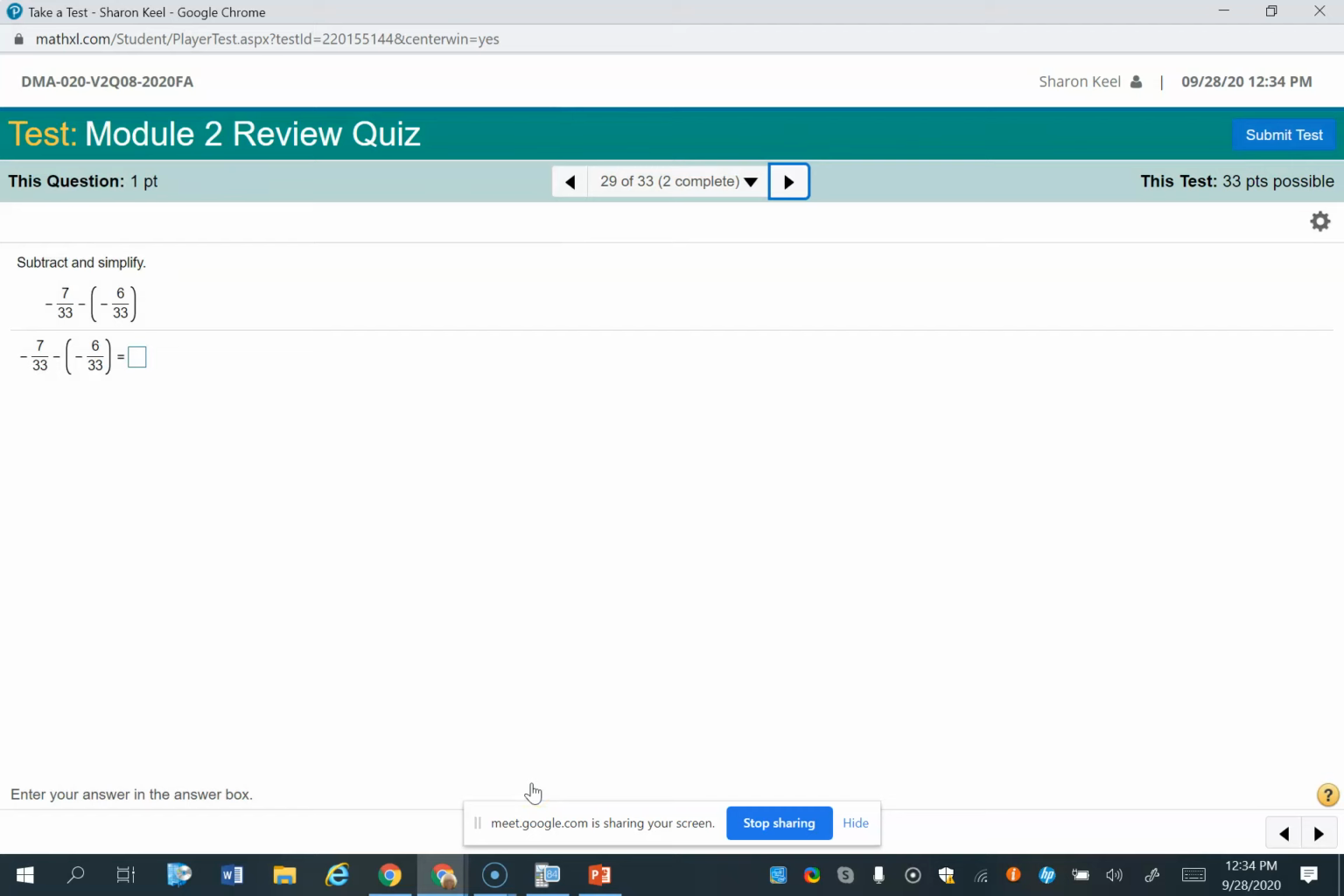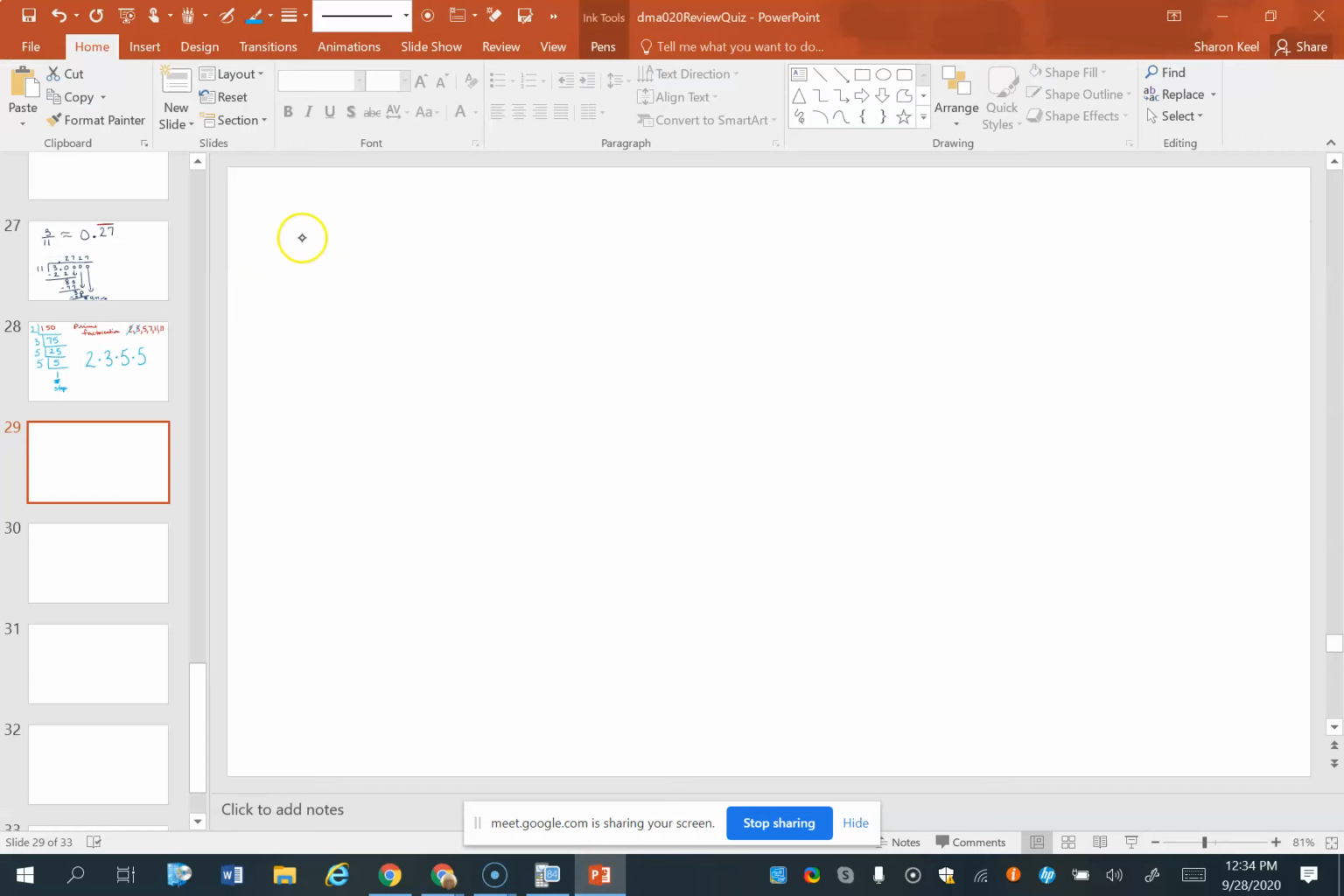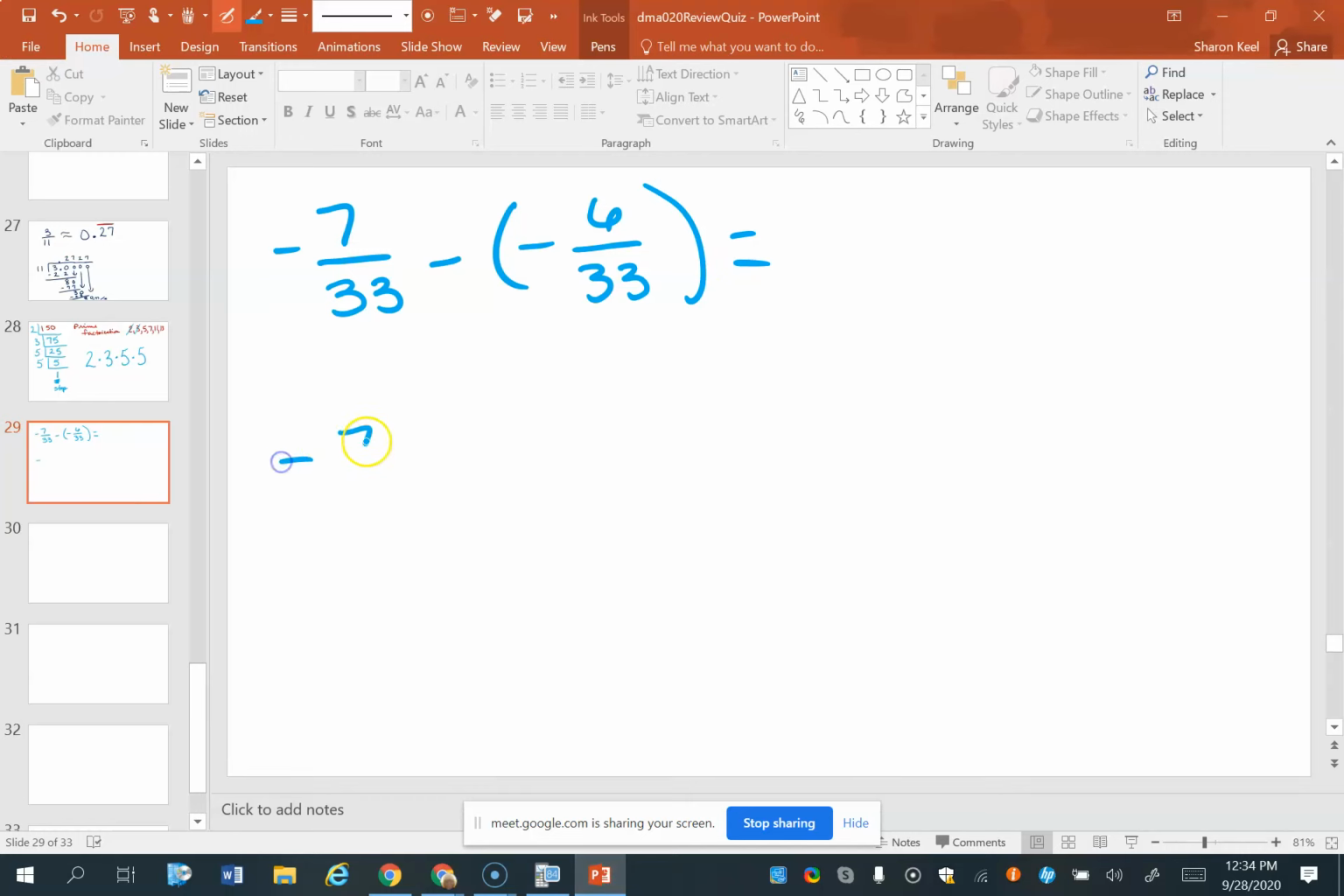Subtract and simplify. So negative 7 over 33 minus a negative 6. Okay, 2 ways to do this. I'm going to do it longhand first. So when we have subtraction, we can rewrite subtraction as addition. So we would add the opposite, which would be positive 6 over 33.